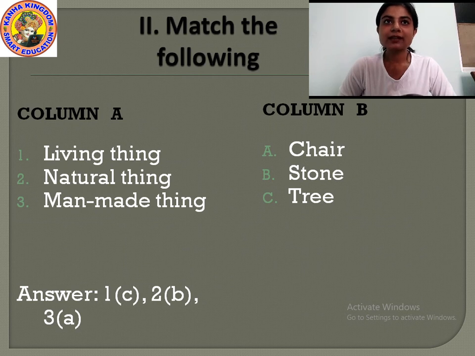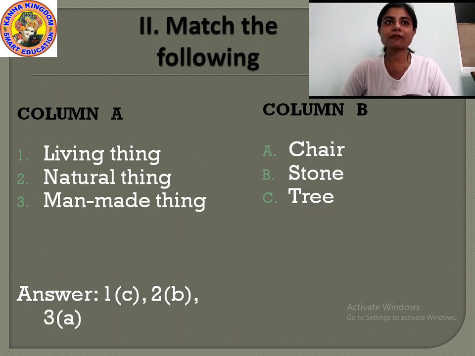Our next question is match the following. In column A, there is living thing, natural thing, man-made thing. And in column B, there is chair, stone, tree.